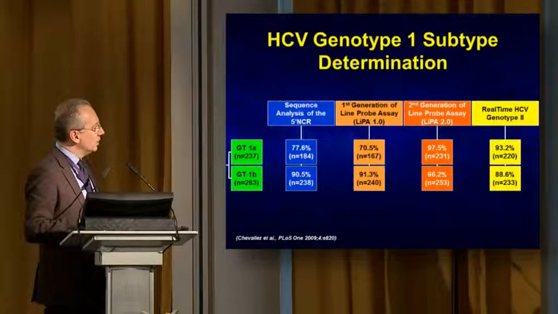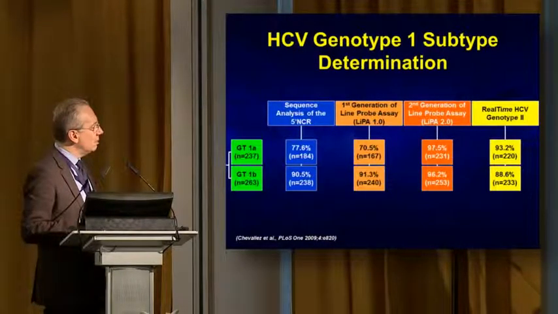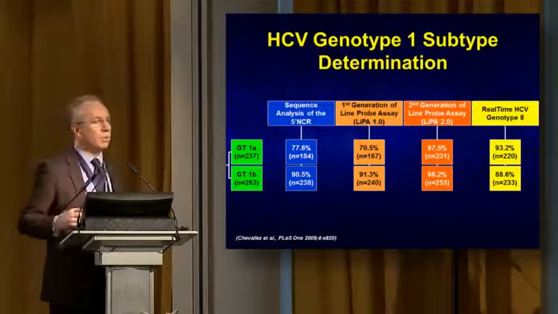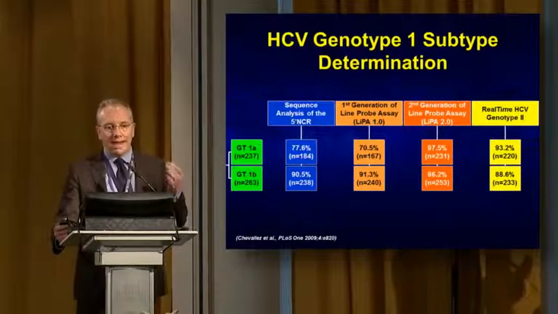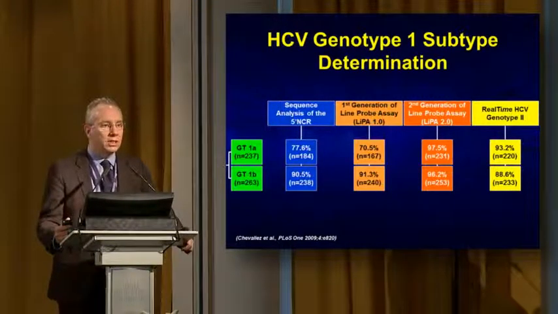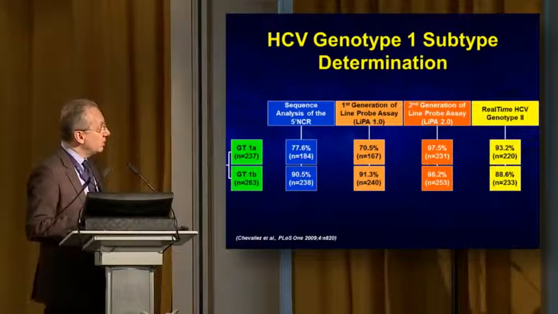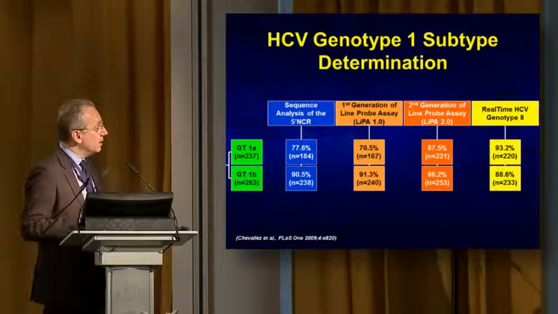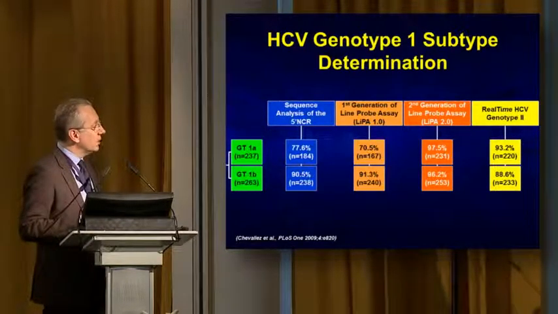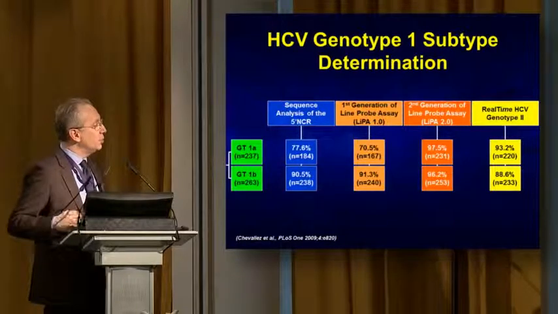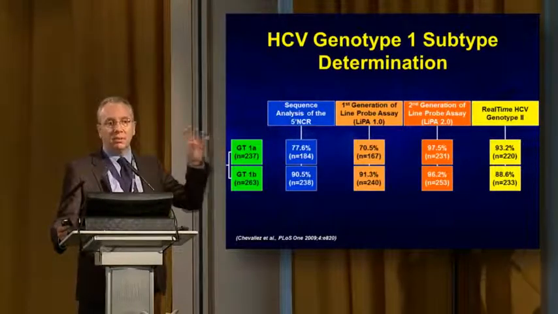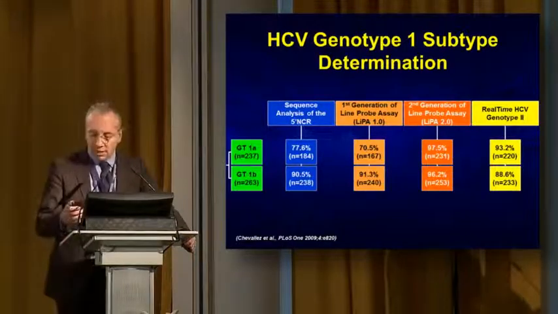And what is interesting here is that you can see that sequence analysis of the 5' non-coding region was correct in only 77.6% of cases for genotype 1A, 90% of cases for genotype 1B. The first generation line probe assay, 70% for 1A, 91% for 1B. The problem was not the assay itself. The problem was the region which is targeted, which does not allow for good discrimination of genotypes 1A and 1B. In contrast, if you use a second generation line probe assay, here you can see that the accuracy of detection was 97.5 and 96.2%, and this means that this assay is the best assay to identify the genotype and the subtype.